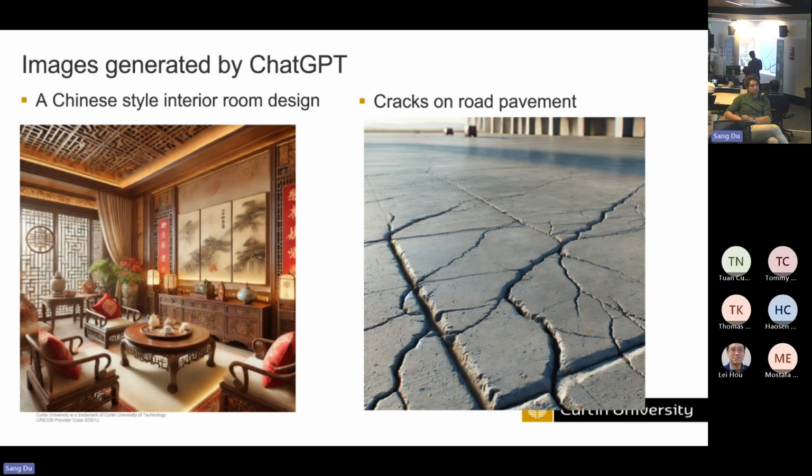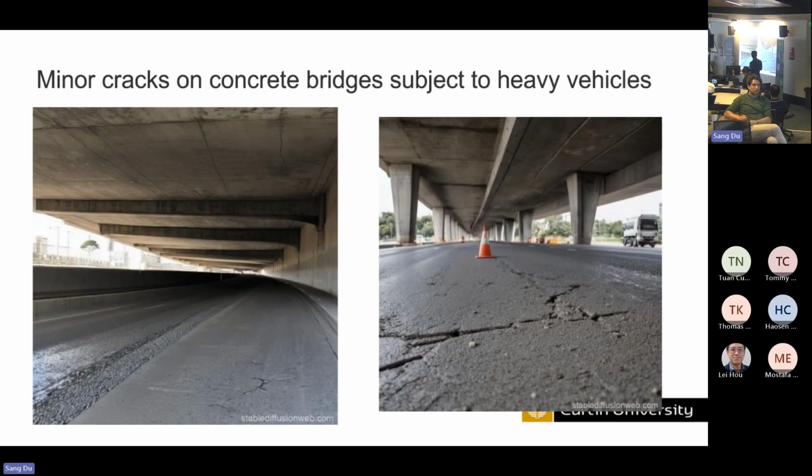Then I used another prompt, like cracks on load pavement. You can see that is an image generated by ChatGPT. It looks quite good, but it is up to you and engineers to decide whether this is realistic or meaningful. I also generated some images for more complicated scenarios. For example, I used minor cracks on a concrete bridge subject to heavy vehicles, and it generated something like that. It may not be that realistic, but you can see some cracks over there, and also some cracks on the road, right? So that is interesting.